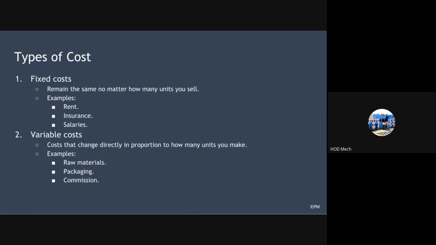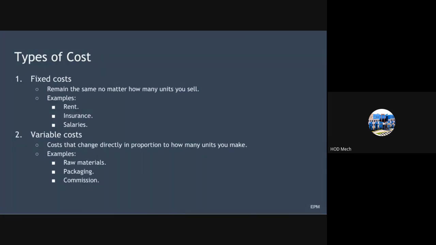Now, there are two types of costs to consider when you're performing your break-even analysis: fixed costs and variable costs. Fixed costs are costs that remain the same regardless of how many units you sell. You have to spend this money before you can even sell unit number 1. So examples are things like rent, insurance, property taxes, and salaries. Your fixed costs will typically stay the same over the short term. They may change over the long term.